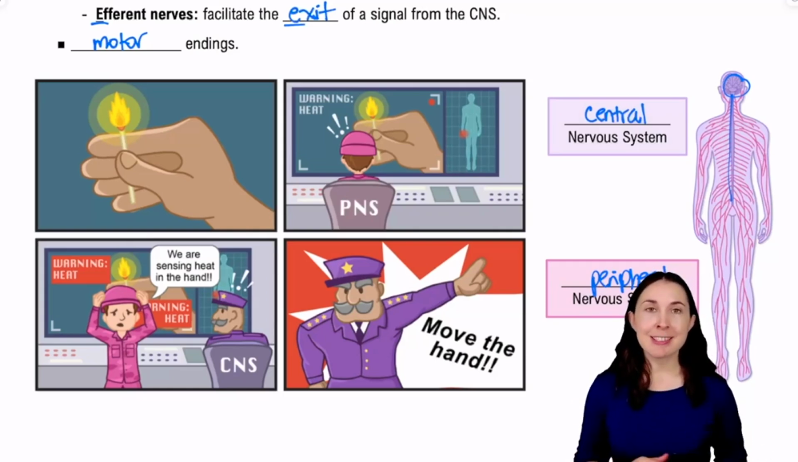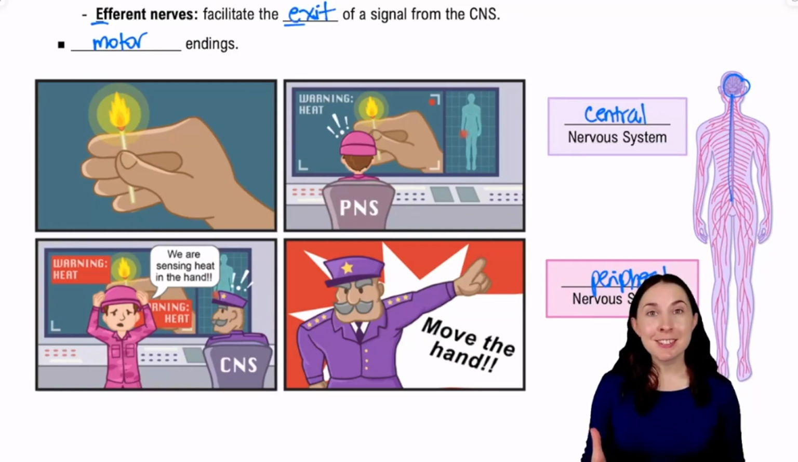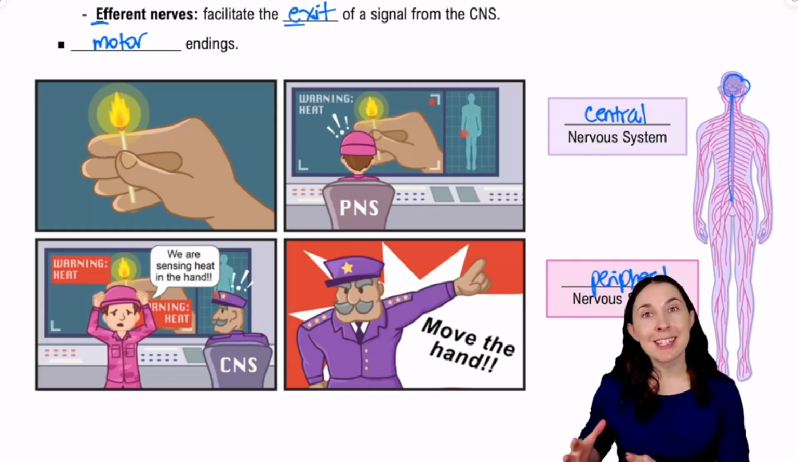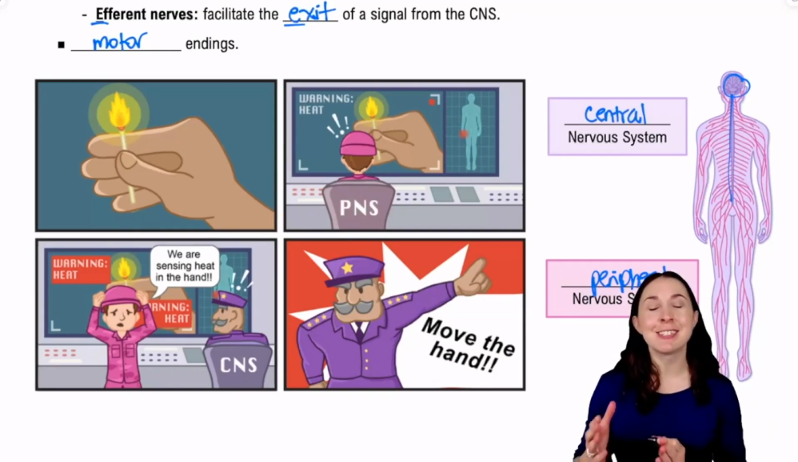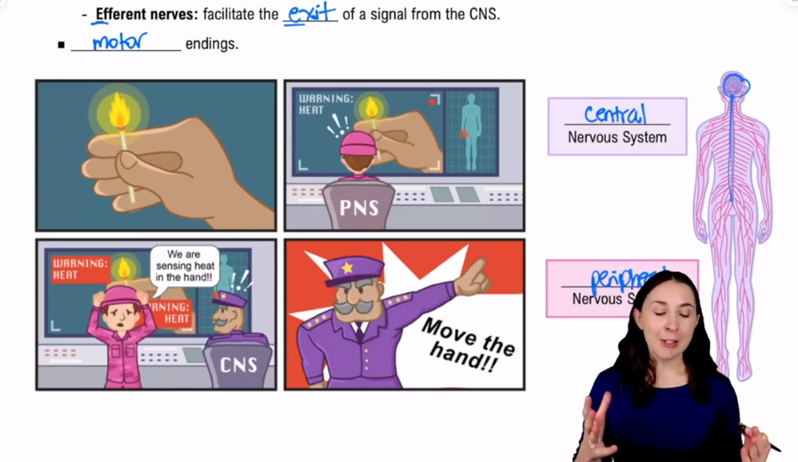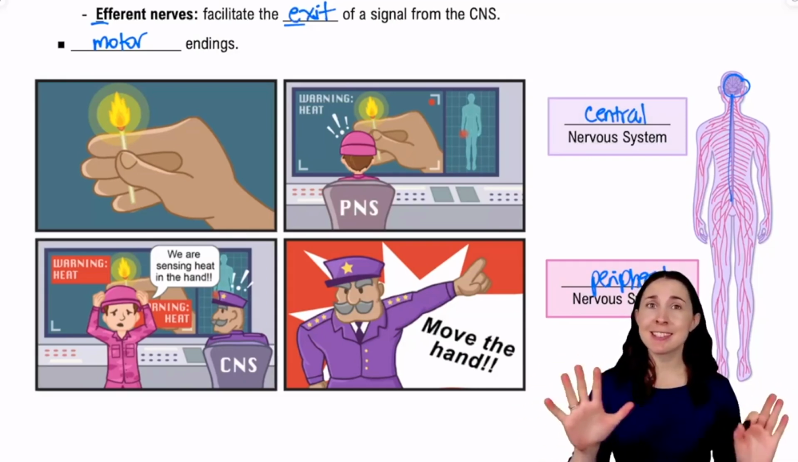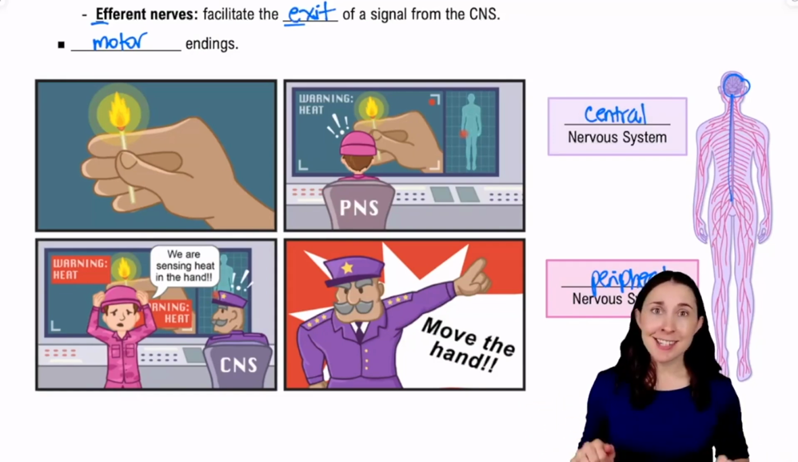So if you can imagine a scenario where you're holding a match and the flame is getting a little too close to your skin, it's getting a little dangerous. What's going to happen is that sensory receptors in your skin are going to sense that heat. And then your peripheral nervous system will send signals up to your CNS using your afferent division, right? Those signals will arrive in the brain. And your PNS is basically saying, hey, we're sensing too much heat in the hand. This is not going good.